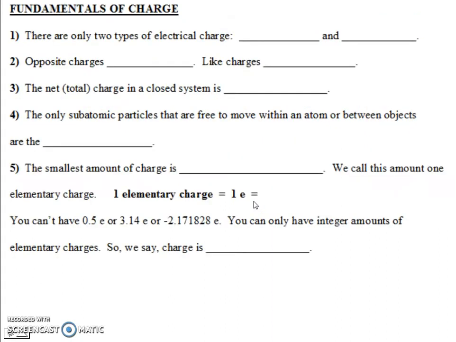Okay, so let's go back to the notes page on the back, where we're looking at the fundamentals of charge, the basic facts about charge. Some of this I'm sure you've seen before. We're just going to go through it together. Number 1, there are only 2 types of electrical charge, and of course they're positive and negative. Not to be confused with the objects that carry these charges, like protons and electrons. Those are just some objects that have those charges. There can be other objects that also have positive or negative charges. Positive and negative describe the type of charge.